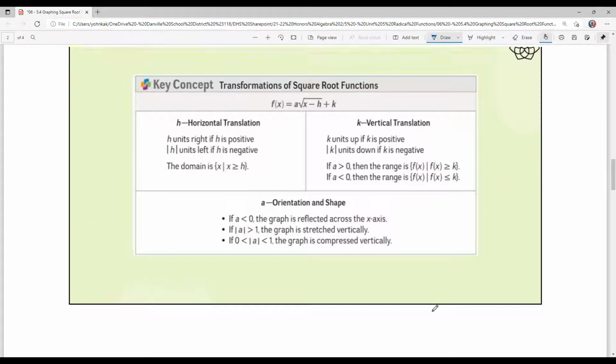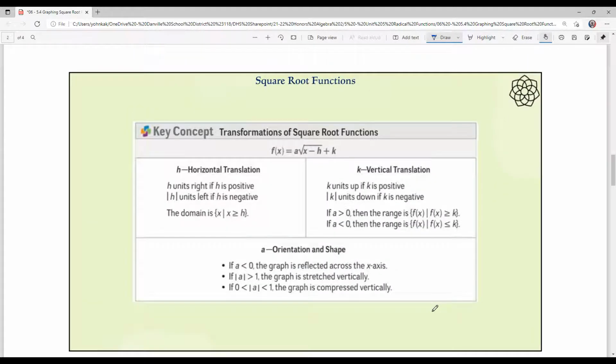So remember, I talked about those transformations. Let's take a look at how it looks in a radical function. If I have a horizontal translation, that's going to be coming off of this h. We've already said that we're going to the right if h is positive. We're going to the left if h is negative. Also, keep in mind, we learned in the past that if it looks like a minus h, we're going to the right. If it looks like a plus h, we're going to the left. Notice that the domain is connected to my h value.